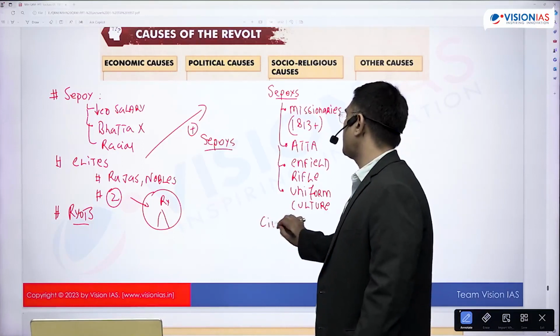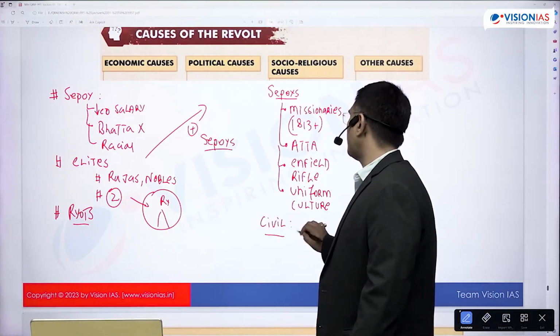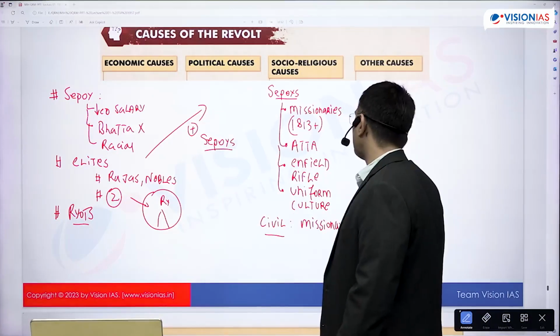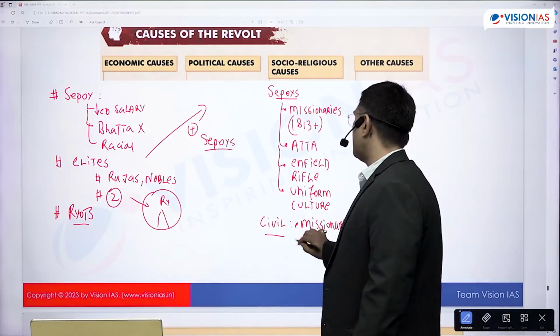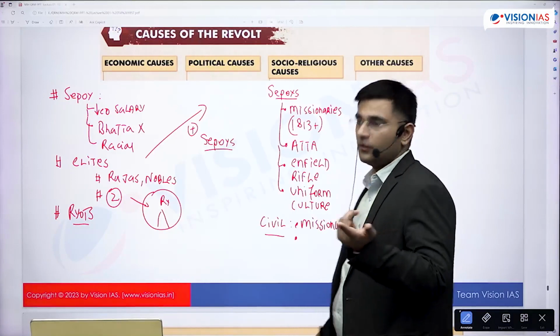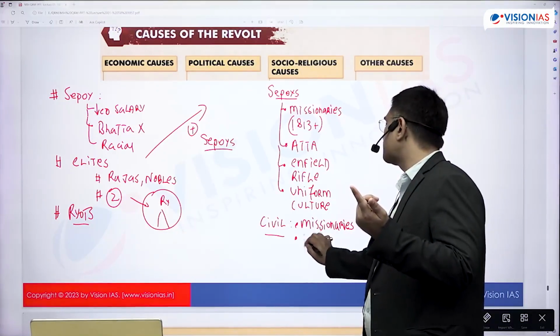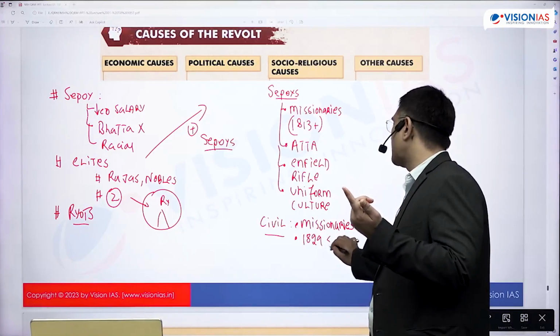For the civilians, the issue is again Christian missionaries. Religious conversions used to take place under police protection. Then they are using law to bring social reforms. So social reforms by law. For example, the banning of sati in 1829.